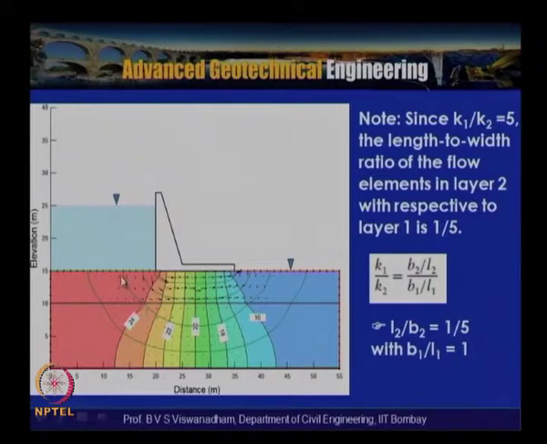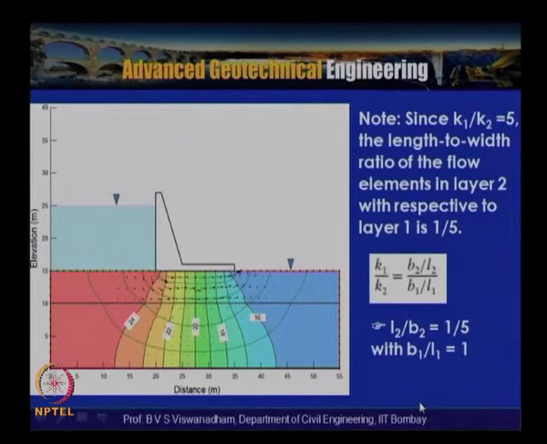B1 is the width between two flow lines, and L1 is the length along the equipotential line. Here you can see that the flow net has curvilinear squares, which indicates that B1 by L1 is equal to 1, and with K1 by K2 equal to 5, B2 by L2, the breadth to the length along the equipotential lines, or L2 by B2, is equal to 1 by 5.